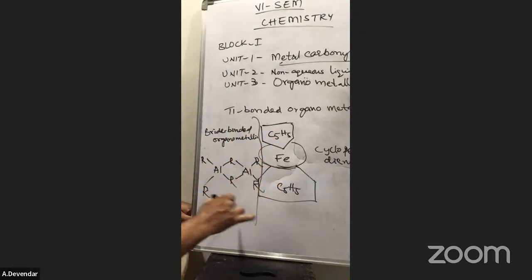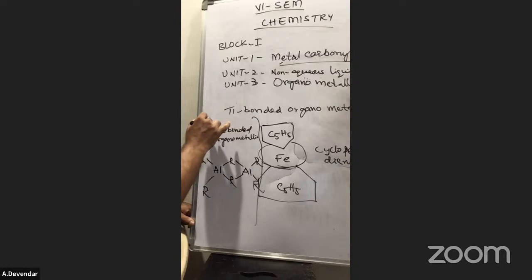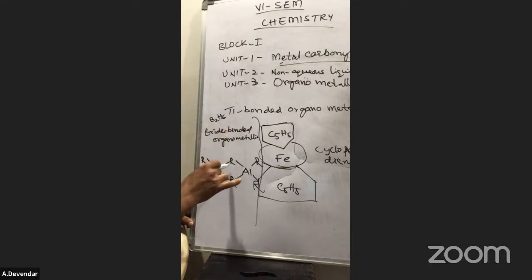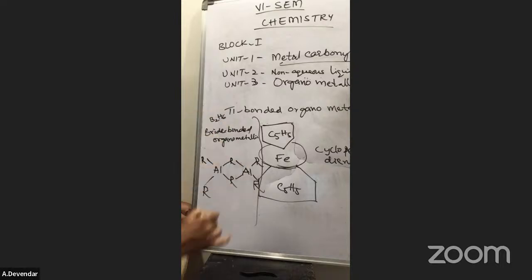So this is about the bridge bonded, just like diborane, B2H6. In a similar manner, here boron is the central atom. Here aluminum is the metal. Two metals are bridged with one, and the same structure will be there. It is a banana structure like that.